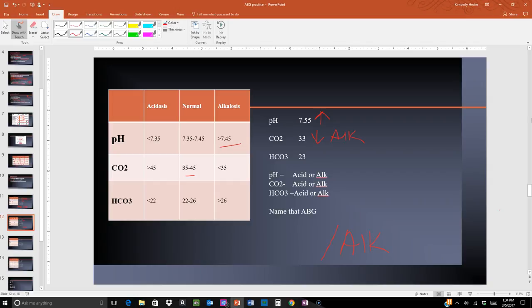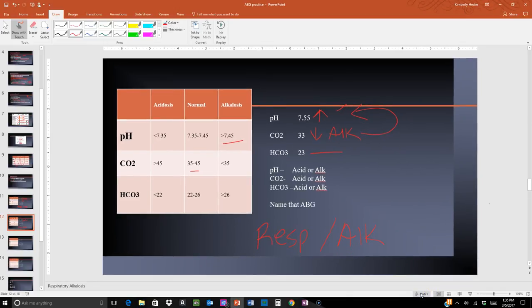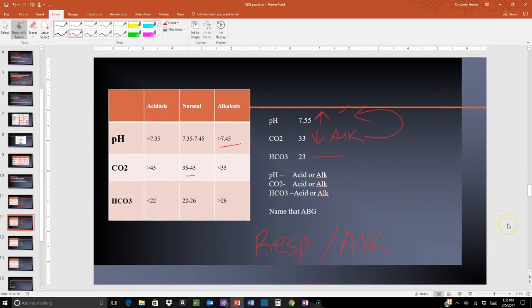Now we're going to look at the HCO3, or the bicarb. That is normal. So your pH is alkalotic, and we know that the CO2 is low, leading to an alkalotic environment, so that should give us respiratory alkalosis. So let's look at the notes and see what we've got. Respiratory alkalosis, right there.